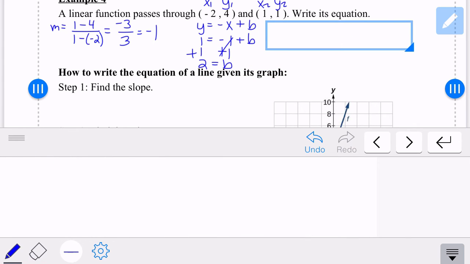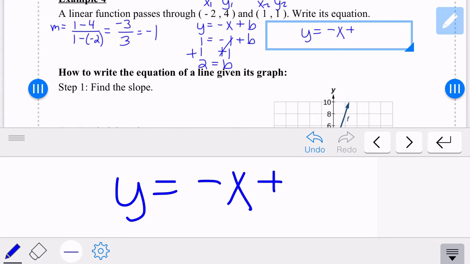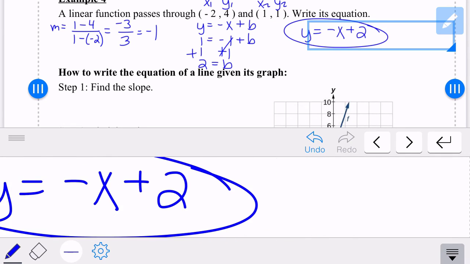So now our equation, final, would be y equals, we still have -x for our slope. Not -x, but -1 for your slope, and that gives us -x. And then our b was 2. So -x plus 2 is the equation of your line.